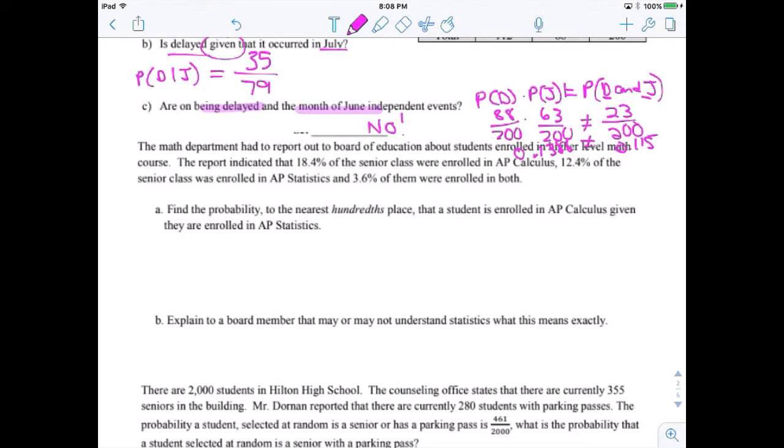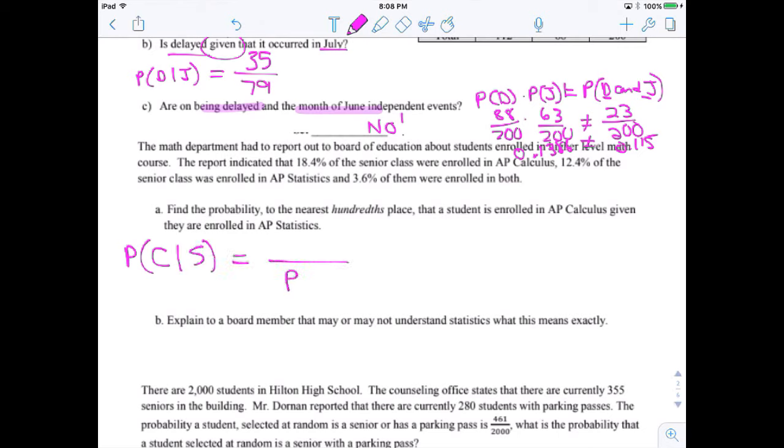All right, next one. The math department has to report out to the Board of Education about student enrollment in higher level math courses. The report indicated that 18.4% of the senior class were enrolled in AP Calc, 12.4% were enrolled in AP Stats, and 3.6% were enrolled in both. Find the probability to the nearest hundredth that a student is enrolled in AP Calc given that they're enrolled in AP Stats. So here's what I'm really thinking about. Probability that they're in calculus given that they're in statistics.